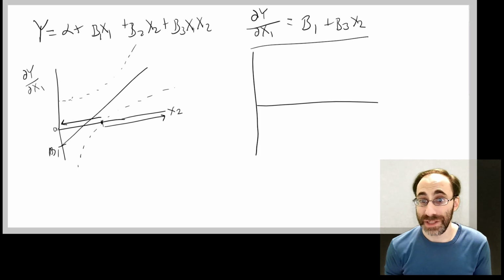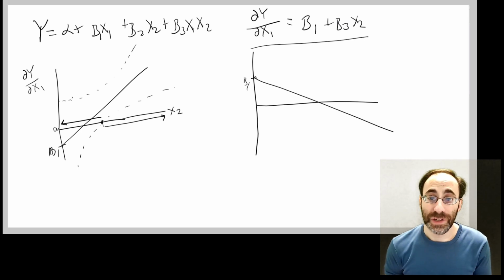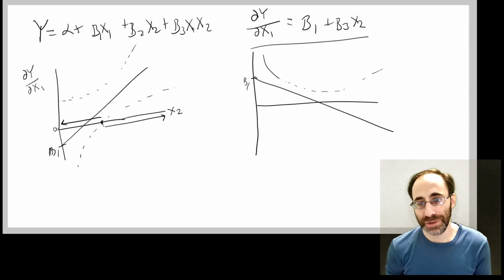If we had beta 1 as positive and beta 3 as negative, it would look like this. Here's beta 1, and here would be the line. And again, we could draw confidence bounds. This one, I should have made it all dotted, sorry. Let's see how we do this. This one might have a little different behavior.